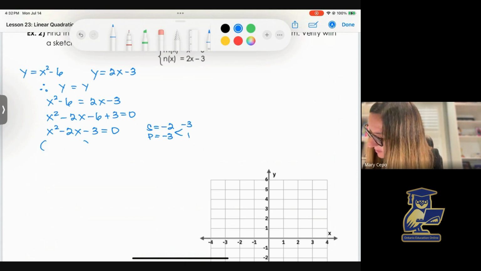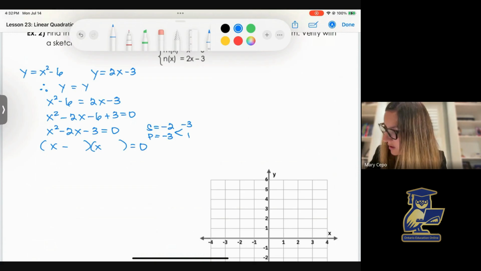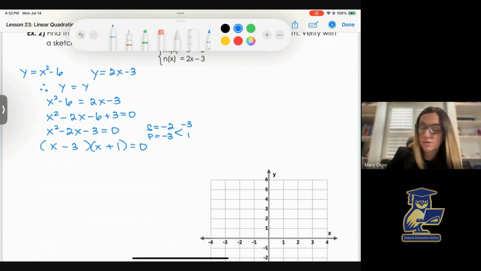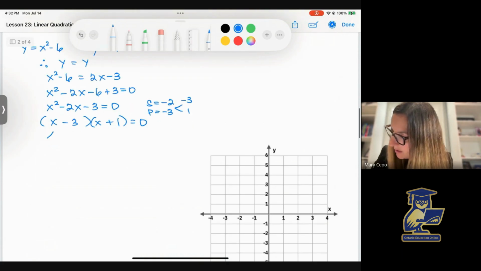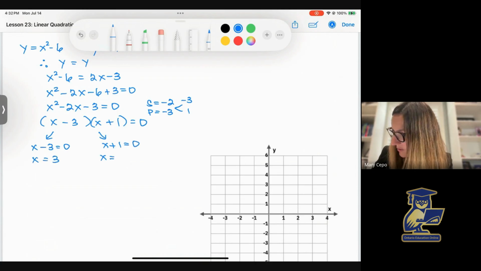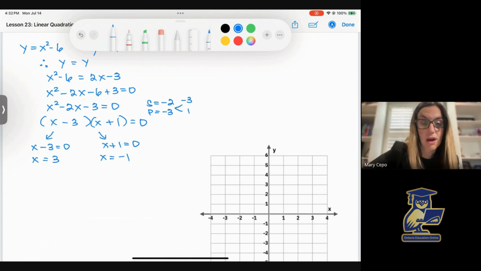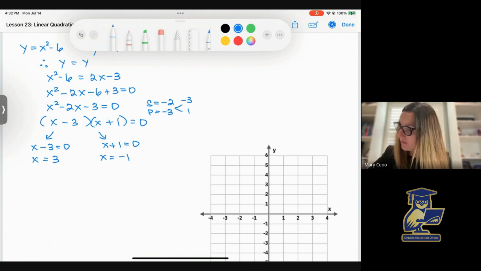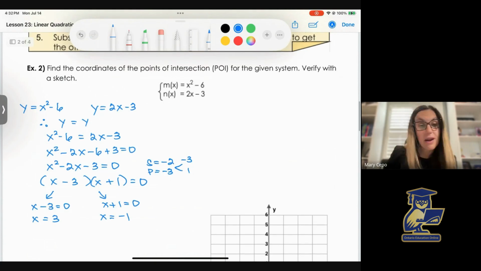So we're going to set up our double bubble. x is the first term in each bracket, and then we input the values, the numbers that satisfy both the sum and the product. From there, we can solve for x. We set x minus 3 equals 0, x plus 1 equals 0, and solve for x. So x is equal to +3, or x is equal to -1. Just from this, we see that there are two solutions. So that linear function, n at x, is going to be a secant line to the quadratic function m at x.